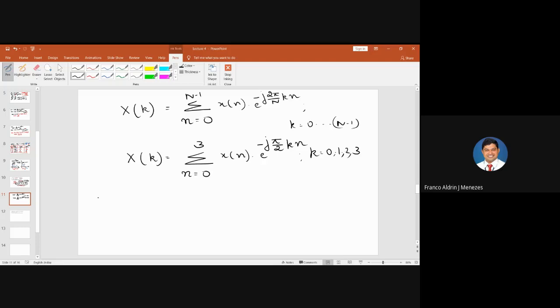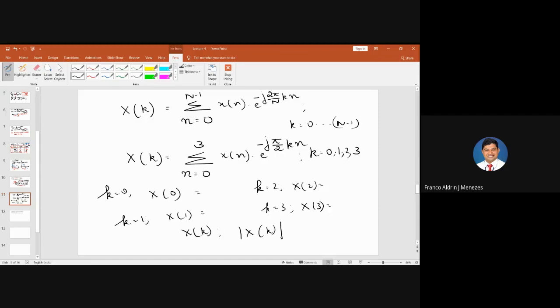After this, we take k is equal to 0 and find x of 0. Take k is equal to 1, find x of 1. Take k is equal to 2, find x of 2. Take k is equal to 3 and find x of 3. Once you get x of k, find the magnitude of x of k and the angle of x of k. Is the process of solving the problem clear?